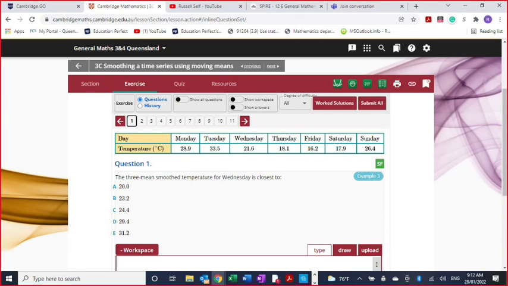I want you to tell me, for finding the 3 mean smooth temperature, what are the steps? And remember, I didn't write them down this time, but they're in the section notes. We've talked about each one. So what are the steps for finding the 3 mean smooth temperature for Wednesday? Well, that means for Wednesday we're going to be using the values on either side of it. So we'll be using Tuesday, Wednesday, and Thursday. We'll take the mean of those 3 numbers, and that gives you the smoothed value.